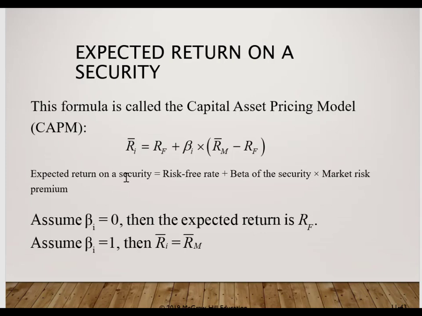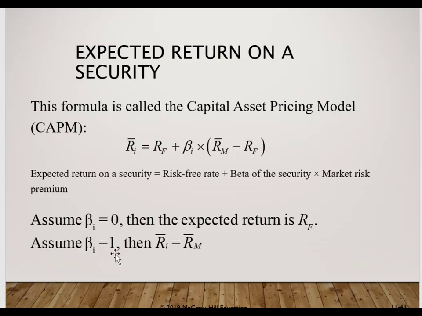Again, just to look, the return of the security is the risk-free rate plus the risk of the asset, and the risk of the asset is beta times the market risk premium. So what would happen if beta equaled 0? Then the asset would be a risk-free asset. What would happen if beta equaled 1? Then we have the risk-free rate plus the return on the market minus the risk-free rate. If beta equals 1, the return on the asset would be the same as the return on the market.